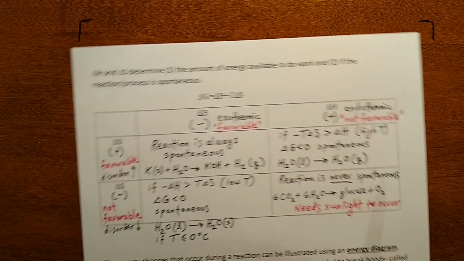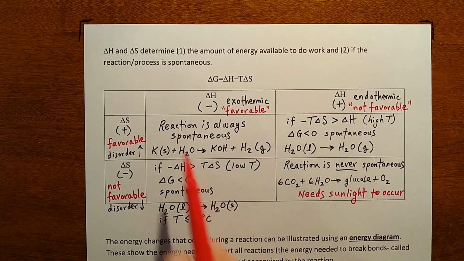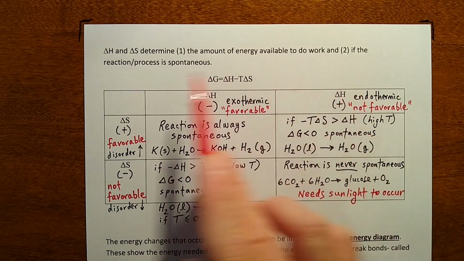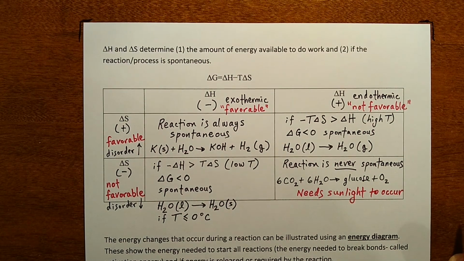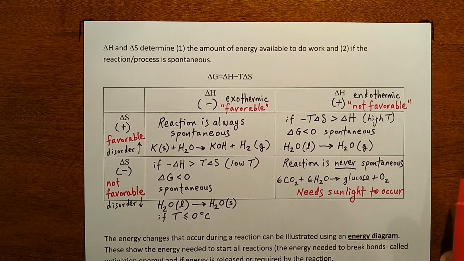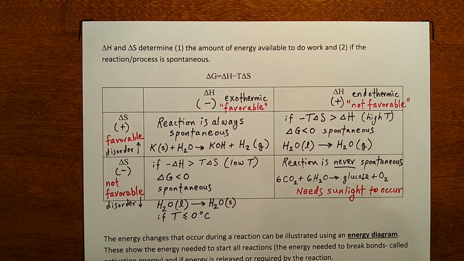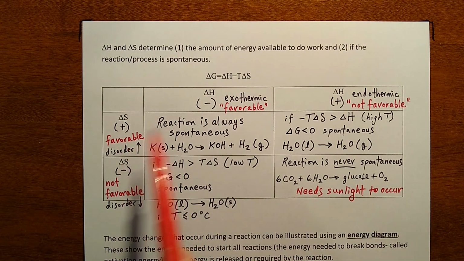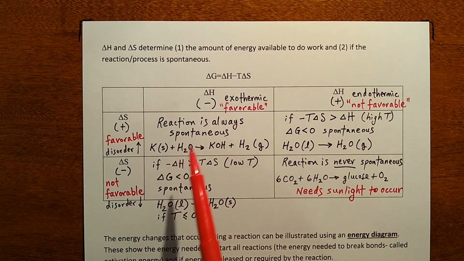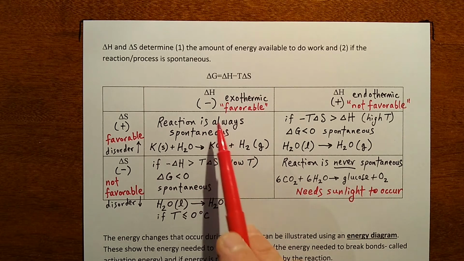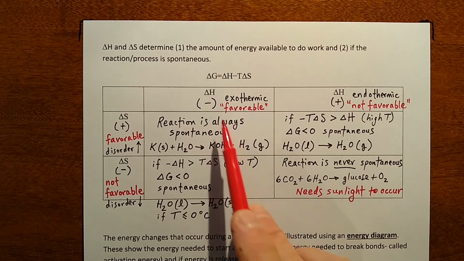So how do we do that? What do we do with that Gibbs free energy equation? Here it is again. So the enthalpy and entropy determine, 1, the amount of energy available to do work, and 2, if the reaction is spontaneous or not. So you really have 4 cases that are possible with this equation. You can have a situation in which you have an exothermic reaction. So you might have to pause this video and kind of think about each of these cases. But I'm just going to run through it rather quickly.